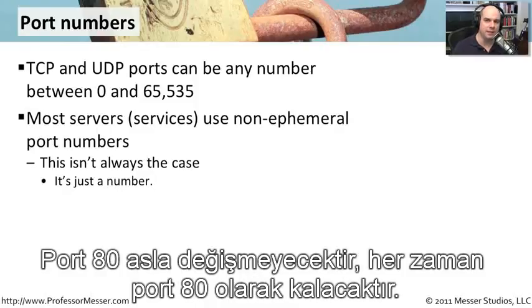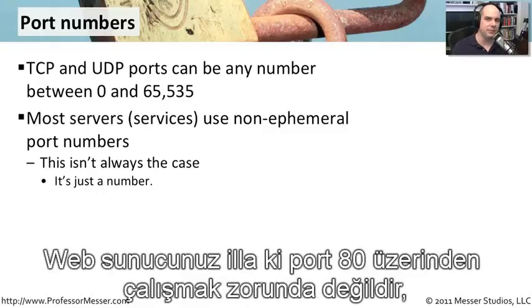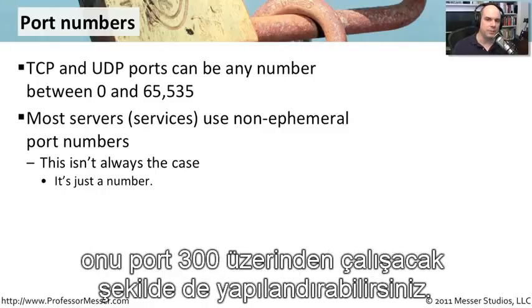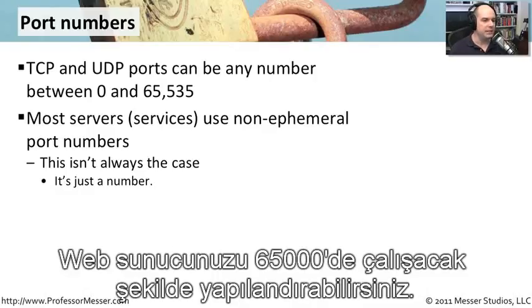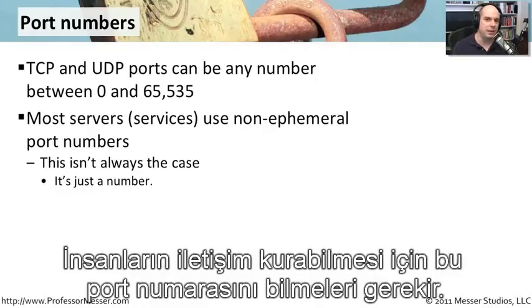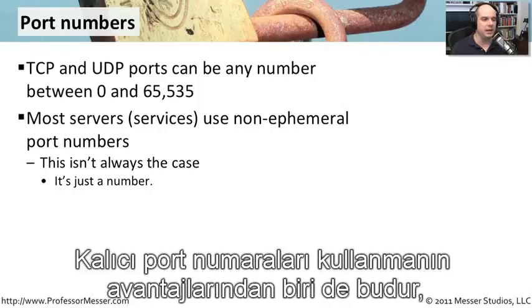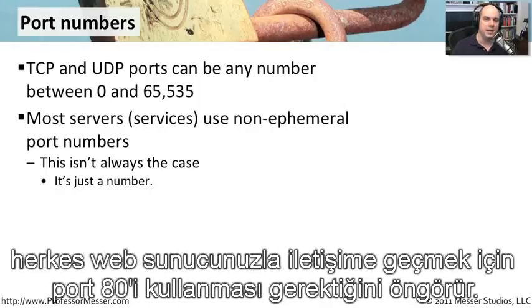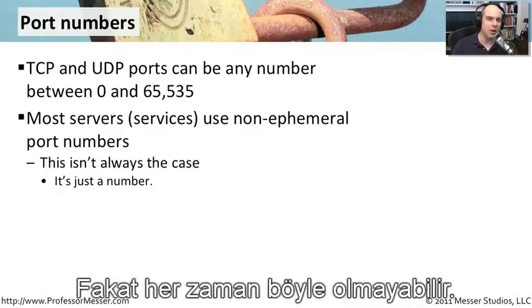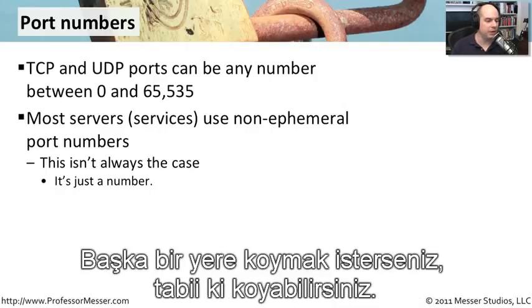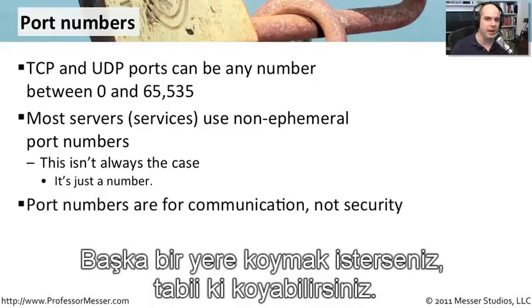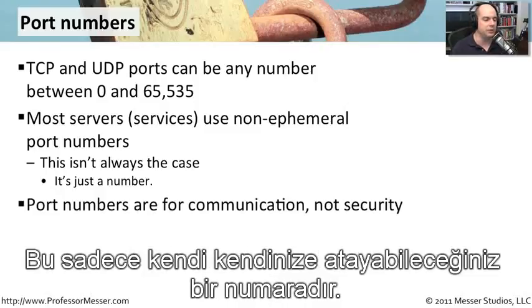When we're discussing port numbers on a server, usually it is this non-ephemeral port number that we're talking about. It's that port 80 that's never going to change. It's always going to be port 80. Now, a web server doesn't necessarily have to run on port 80. You could configure your web server to run on port 300. You can configure your web server to run on port 65,000, and people would need to know that port number to be able to communicate with it. That's one of the advantages of using these non-ephemeral, these permanent port numbers, is you almost always assume that a web server is going to be on port 80, but it's not always the case. If you wanted to put it somewhere else, it's certainly available for you to do that. It's just a number, and it's something that you can assign yourself.